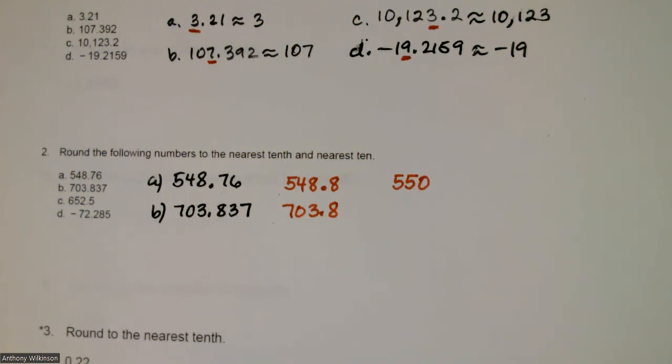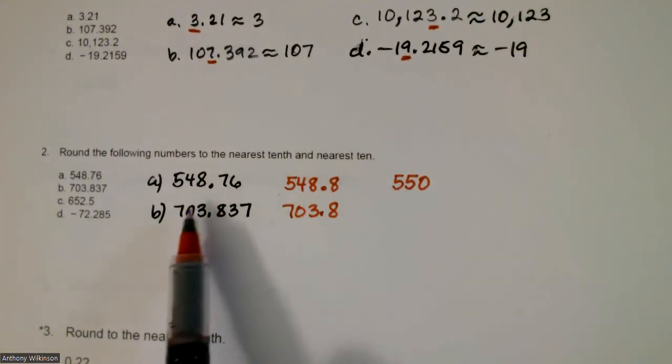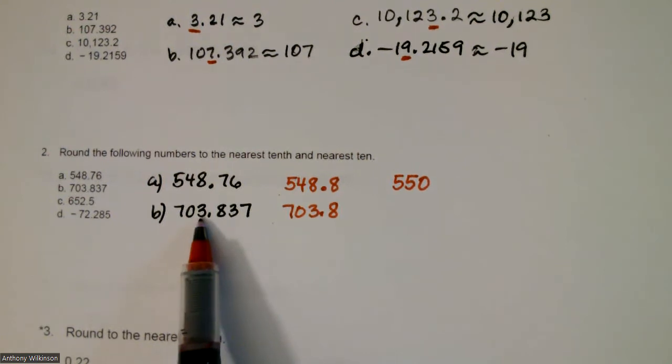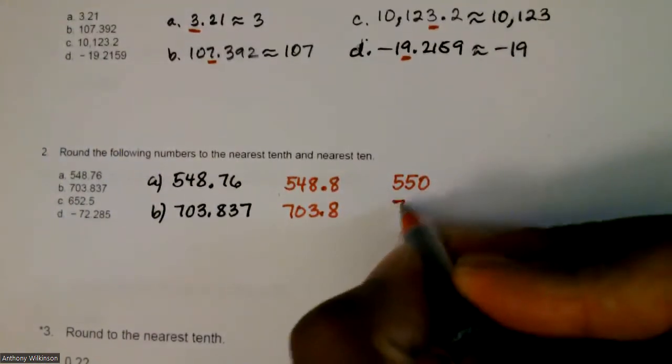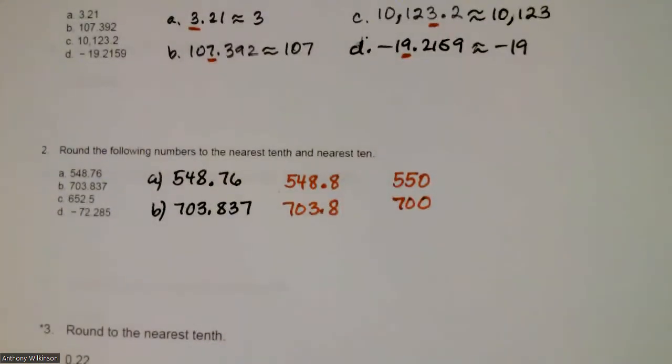And then to the nearest 10, the digit in the tens place is a 0. The digit to the right of that is 3. It's less than 5, so the 0 remains the same. So it's going to be 7, 0. We change the 3 to a 0. So it'll be 700.